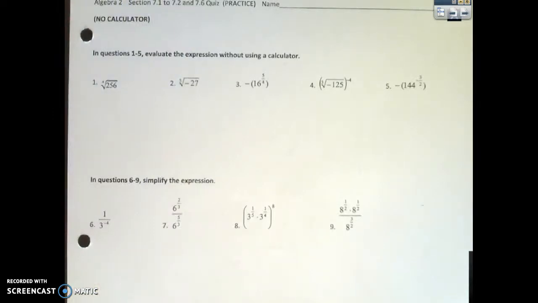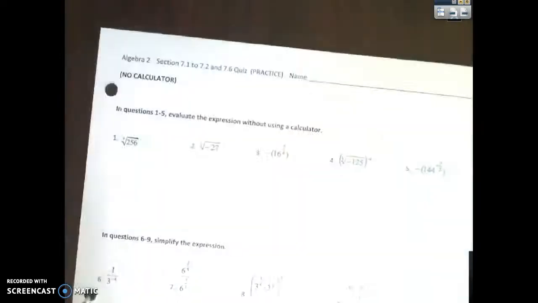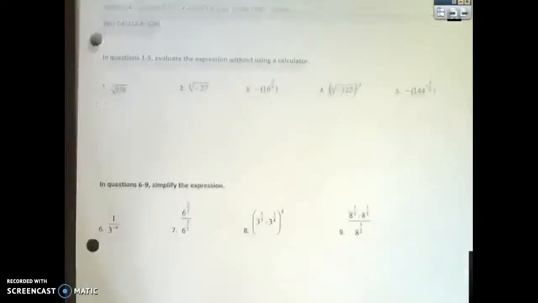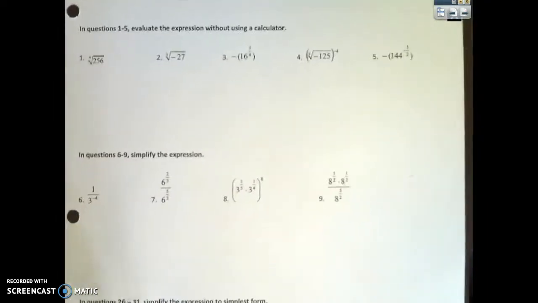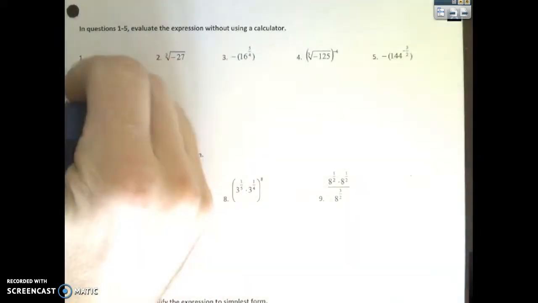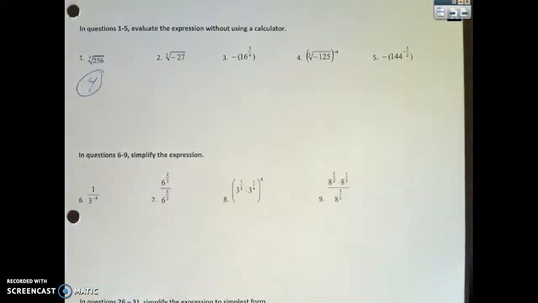Evaluate the expression without using a calculator. The first 15 problems on this are just without a calculator, so keep that in mind, okay? You can use your chart. Please have that. It'll help you. The 4th root of 256, use your chart. The answer is 4. Done. Move on, okay?